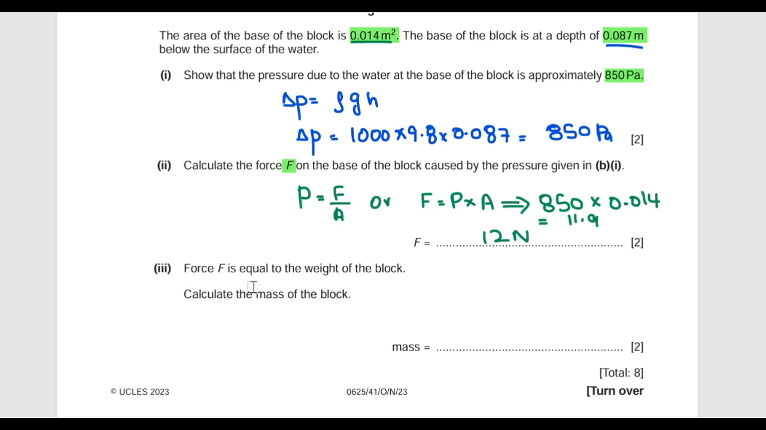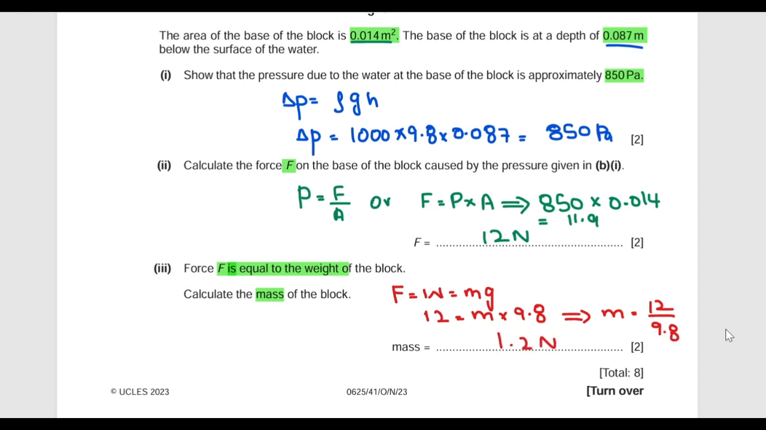Third part says this force is equal to the weight of the block. Calculate the mass of the block. So the question has given us that force is equal to weight, and we know weight is equal to mg. If we put in the values, the force is 12 Newton. The gravitational acceleration is 9.8. Arranging it with respect to m would be 12 over 9.8, which is 1.2 kilograms.